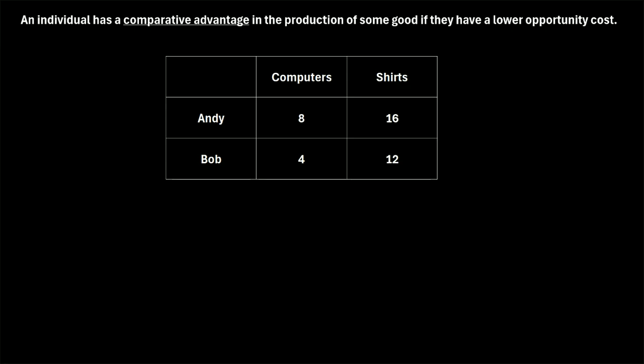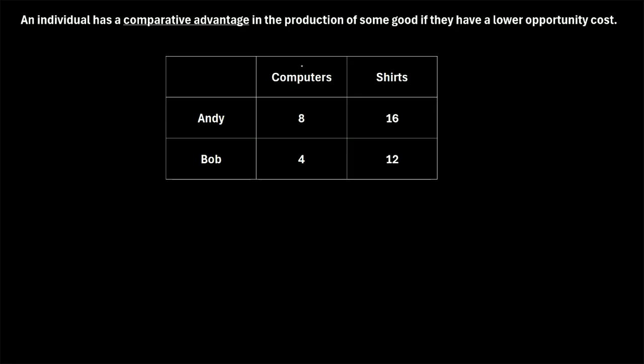In this video, I will explain how to calculate comparative advantage. So let's start with a quick definition. We say that an individual has a comparative advantage in the production of some good if they have a lower opportunity cost. Now, sometimes instead of an individual, we might be talking about an entire country. So we might instead say an entire country has a comparative advantage in the production of some good. But for this example, we're just going to focus on individuals.